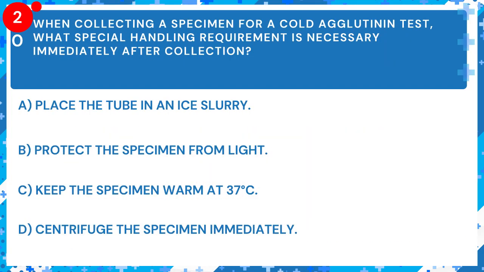Question 20. When collecting a specimen for a cold agglutinin test, what special handling requirement is necessary immediately after collection? A. Place the tube in an ice slurry. B. Protect the specimen from light. C. Keep the specimen warm at 37 degrees Celsius. D. Centrifuge the specimen immediately.